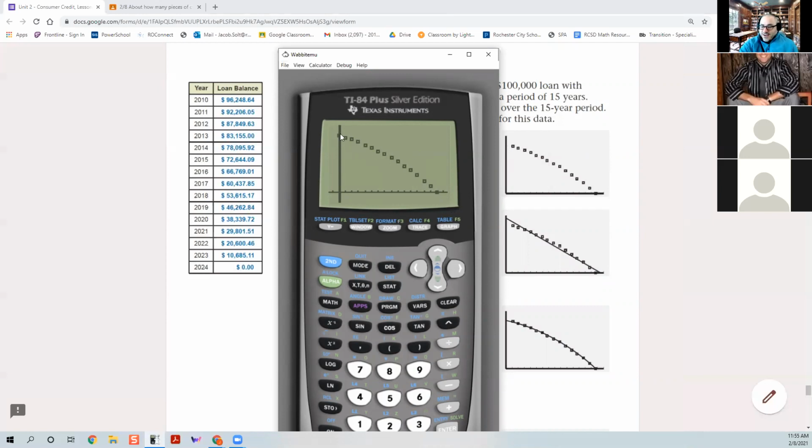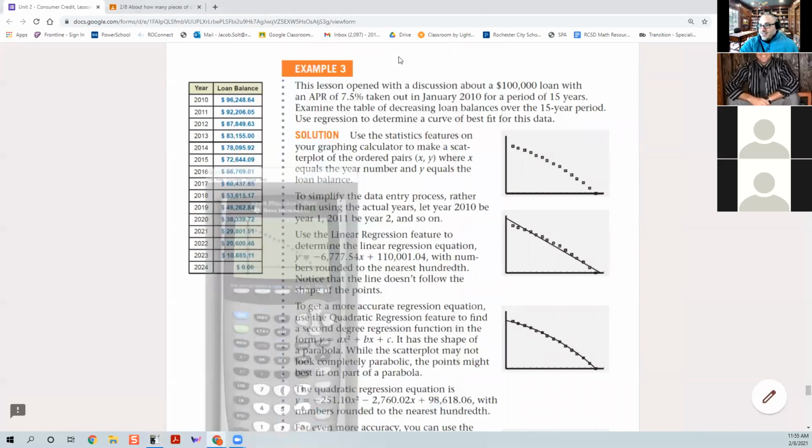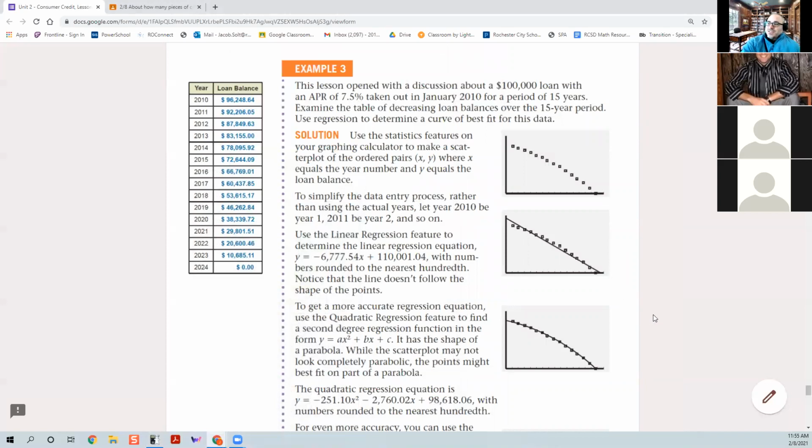This is our $100,000 mark at 0. When X is 0, they borrowed $100,000. So this is why this shape. Now we've got to ask ourselves, what kind of regression would we choose for this particular window?